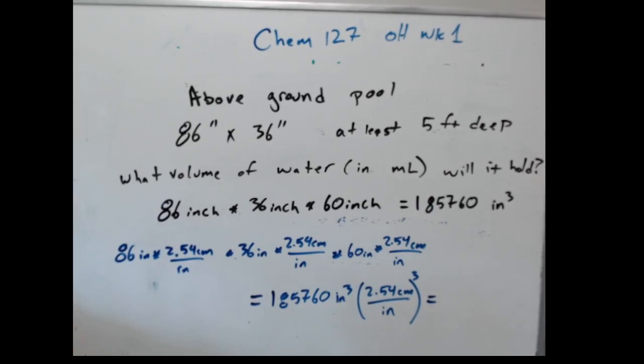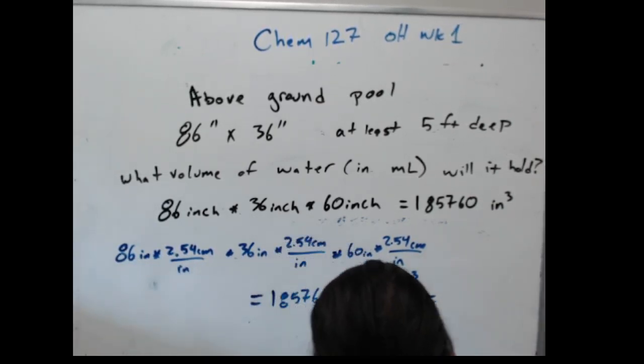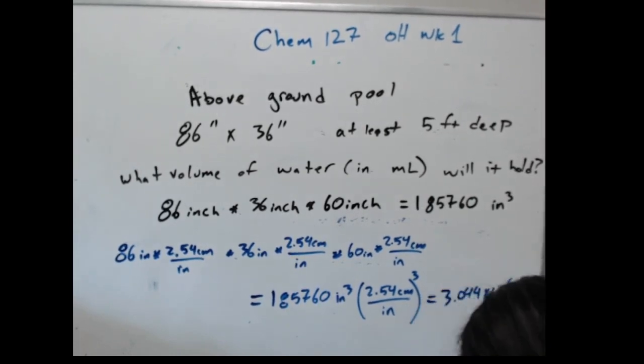Yep. So I'm going to do 2.54 to the power of 3 times 185,760. I'm going to put this into scientific notation because it's getting so big. 3.044 times 10 to the 6 milliliters. Divided by 1,000. Oops.